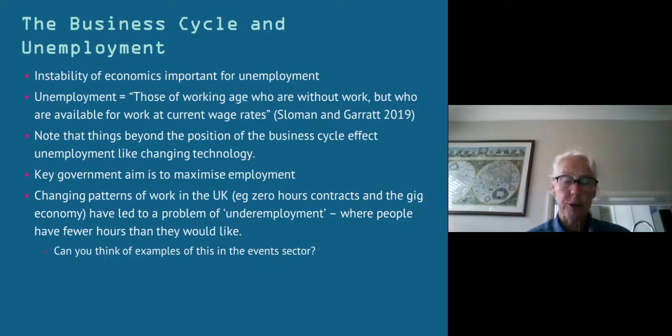And the definition of unemployment, as you can see there, is those of working age who are without work, but who are available for work at current wage rates. Okay, so there are some people who aren't employed, but they're not available for work for various reasons. And also there are issues in terms of what the rates of pay are.